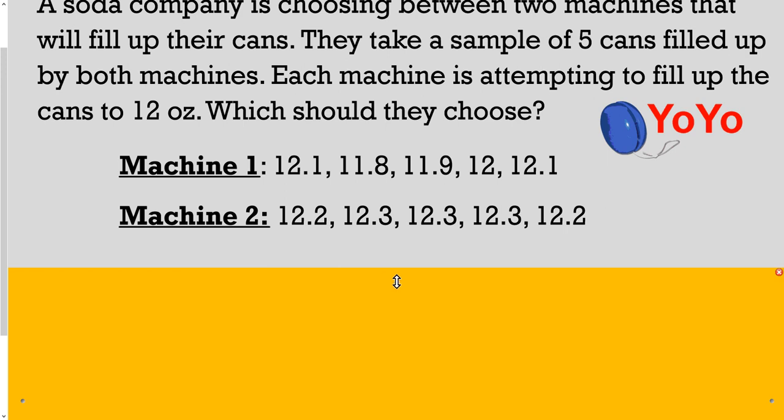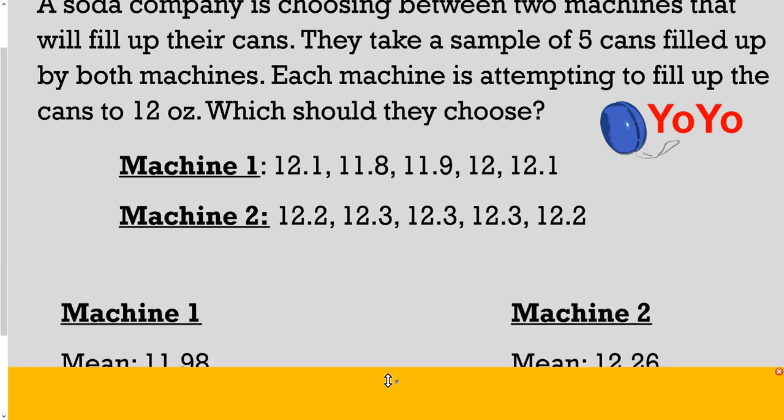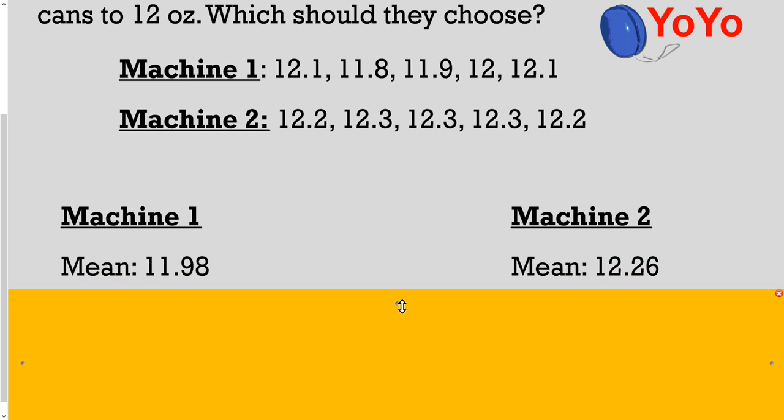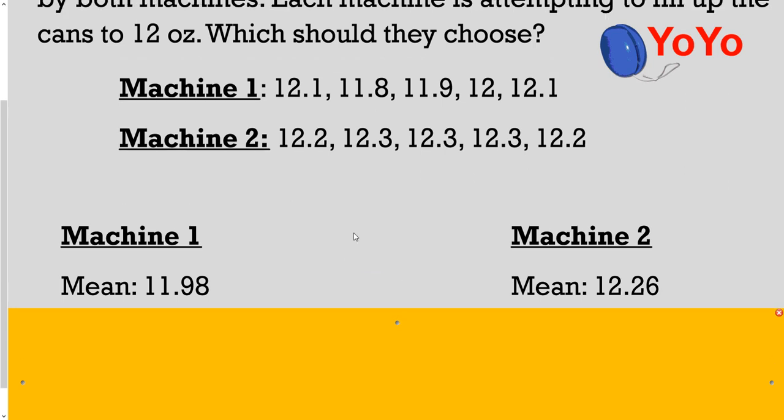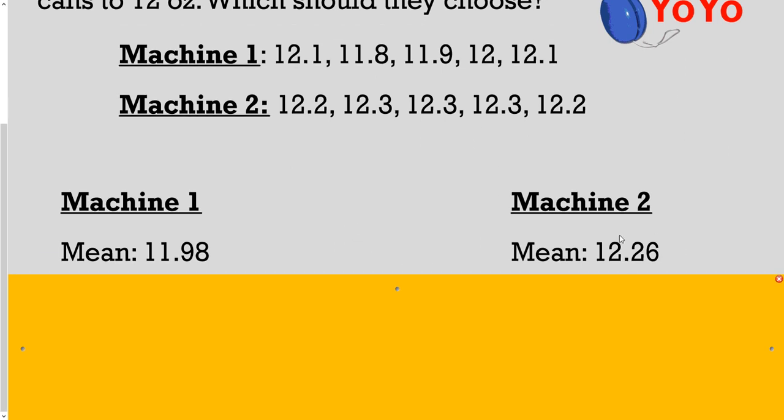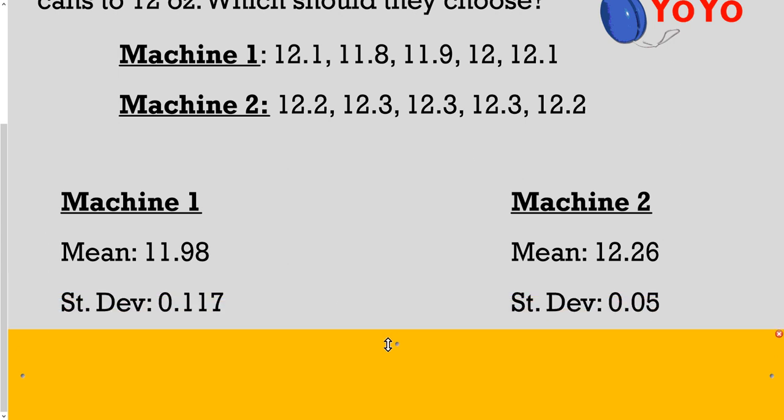Okay, hopefully you've done that. You have a mean and a standard deviation. Let's scroll here a little bit. These are the means you should have gotten. For machine 1, the average is 11.98, and for machine 2, the average is 12.26. Choosing right there, which machine do you think it should be if that's all we did? Should they overfill by a 1/4 ounce or underfill by 2/100ths of an ounce on average? Based on this information, I would think probably machine 1 would be better.